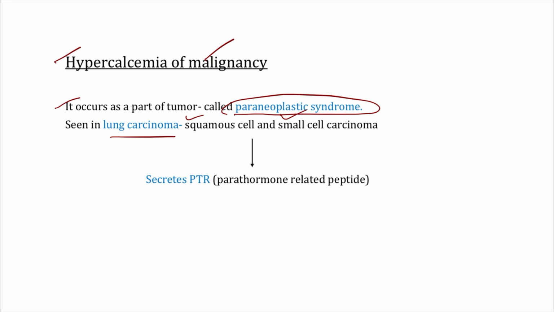So what causes this hypercalcemia here, sir? Is that parathormone? Don't be confused. This is PTHrP, the parathormone related peptide. So in lung carcinoma like squamous cell and small cell carcinoma, there is secretion of PTHrP, the parathormone related peptide, that increases the calcium levels and induces hypercalcemia.